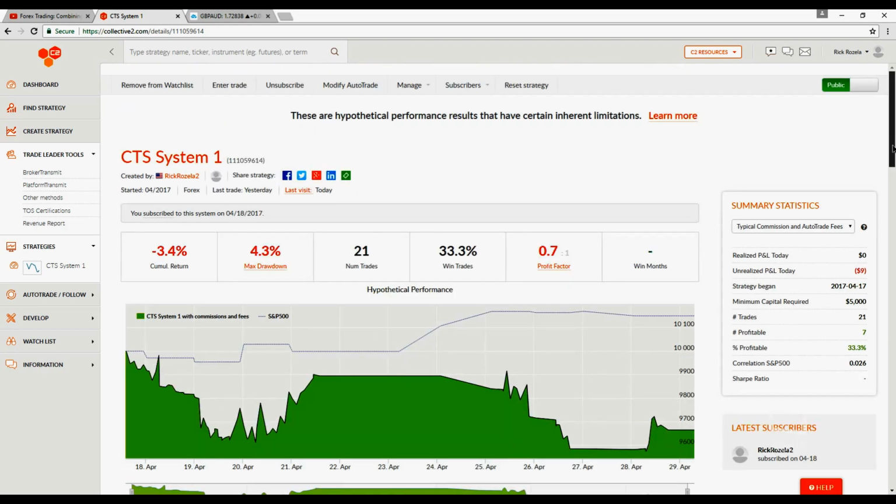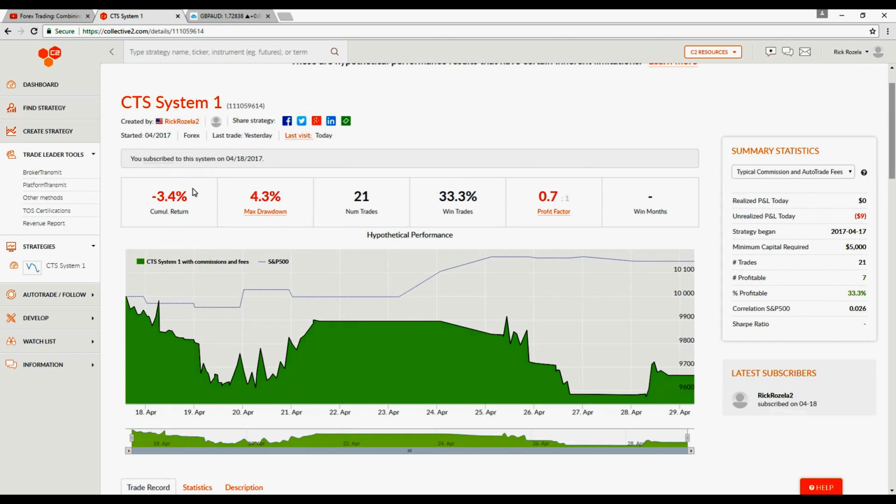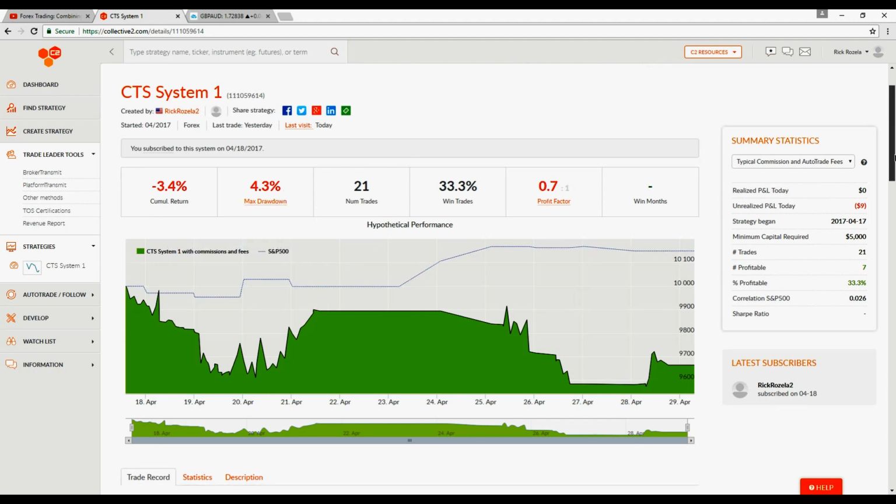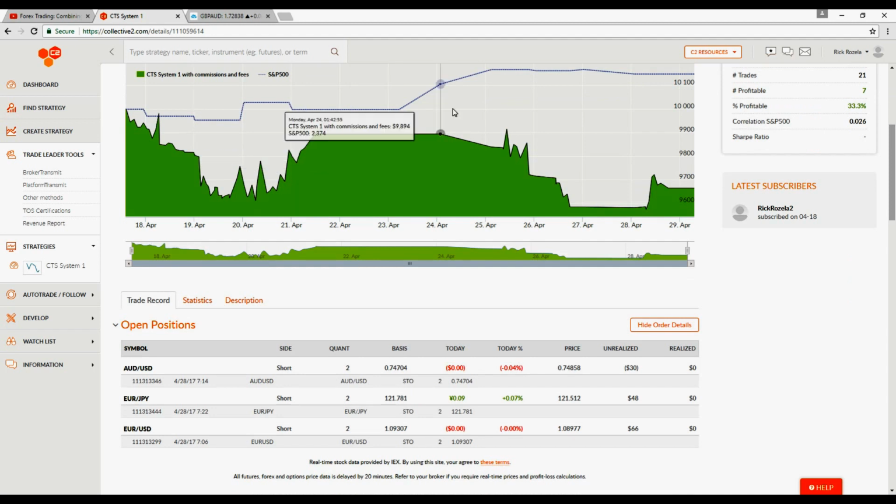I am currently in a drawdown. So far, I've taken 21 trades. I've only had 7 winners for a profit percentage of 33%. My maximum drawdown so far is 4.3%, and it shows you the graph of where I'm at.